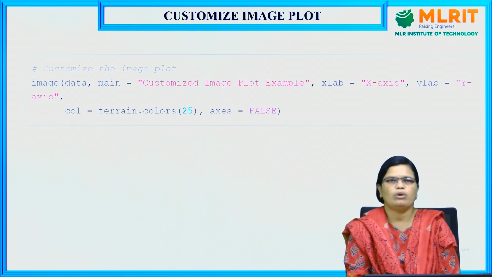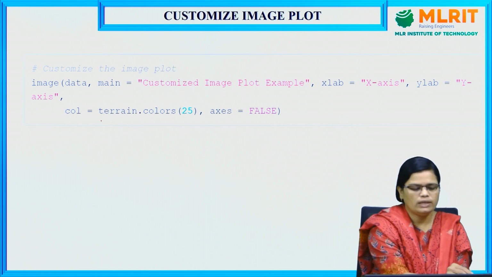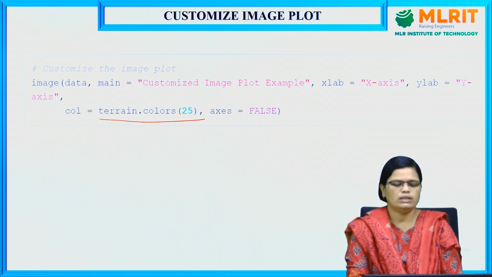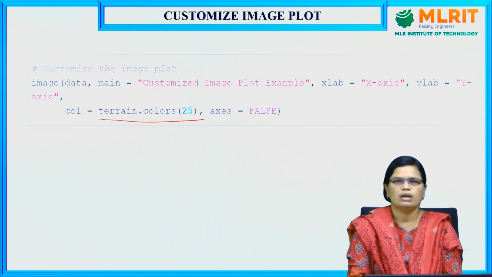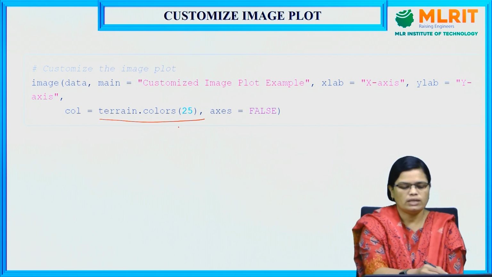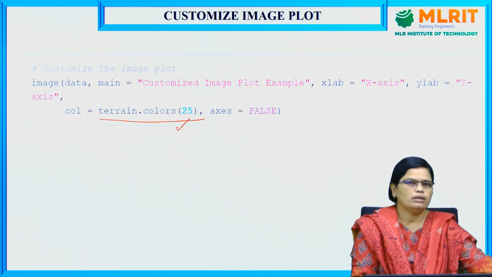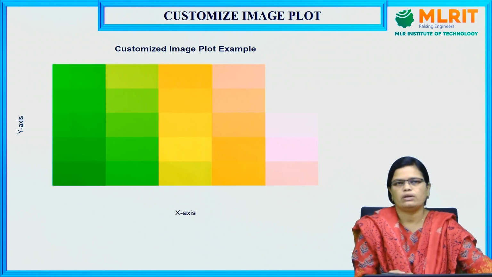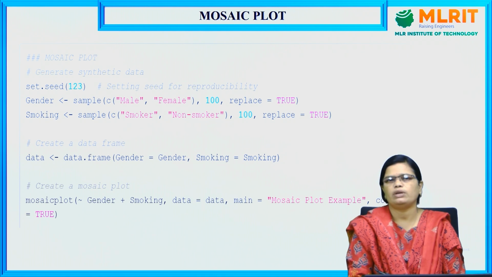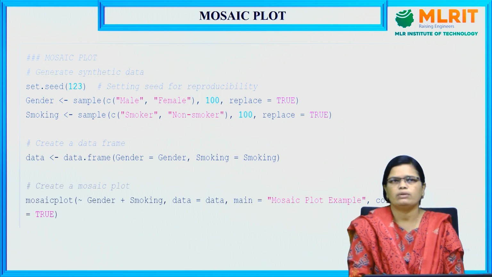Customizing an image plot, the only difference is we are taking the colors. Terrain.colors is added here. We are assigning 25 different colors, and look at the image here. 25 different colors got applied to the previous matrix. Next plot we are going to discuss is the mosaic plot.